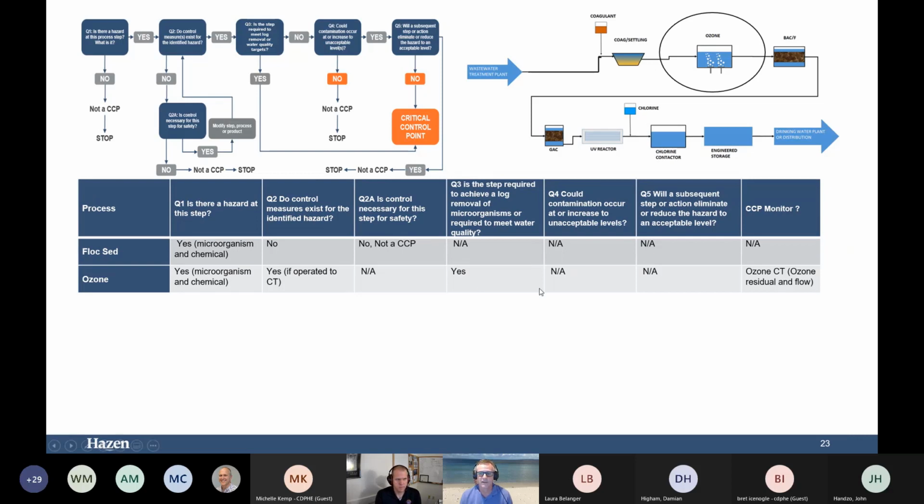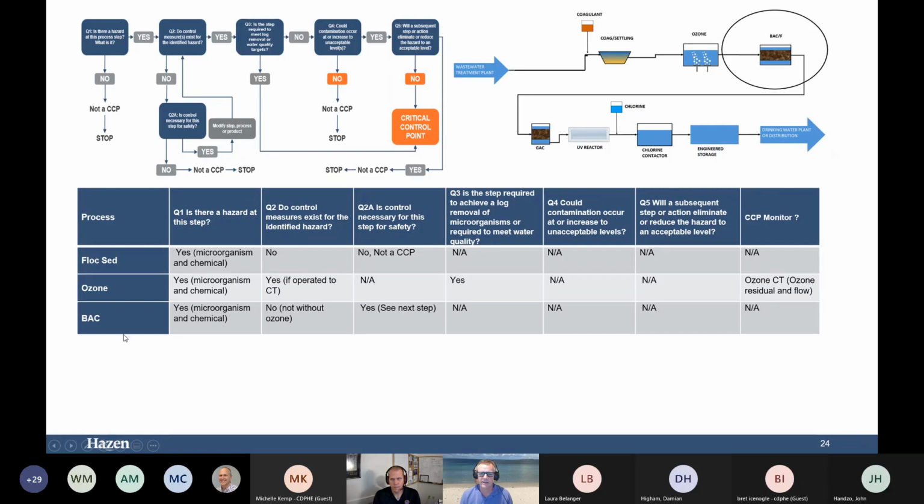Ozone. Is there a hazard? Yes, there is. Do control measures exist? Well, yes, we can set up the ozone system to operate with a CT, with a confirmed concentration and a residence time. So yes, that can be a critical control point if we choose to operate it with ozone residual monitoring and flow monitoring. So what's our monitor? These things. So yes, that's our CCP.